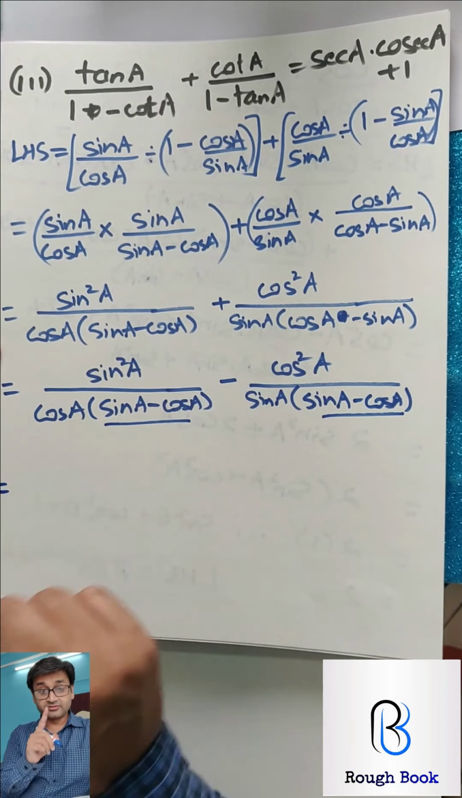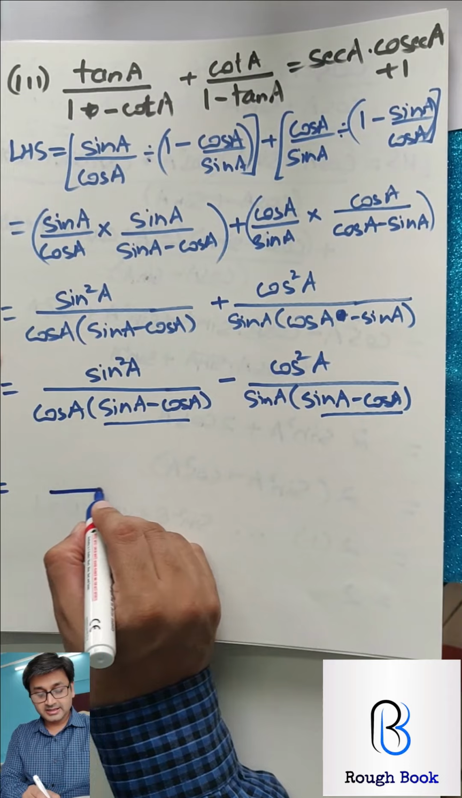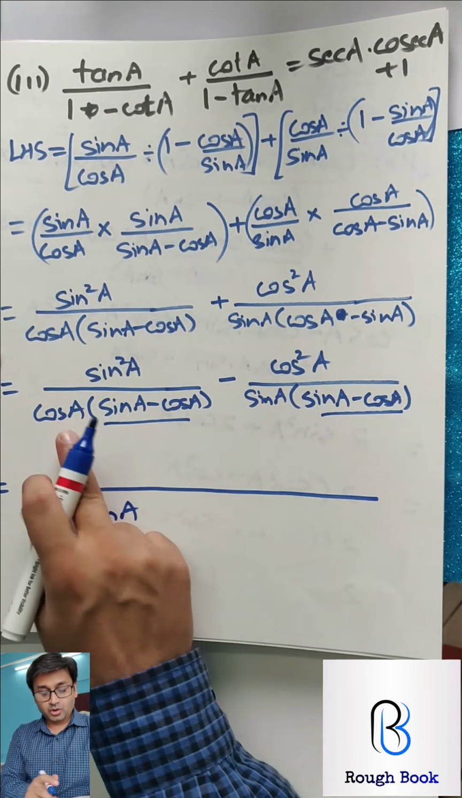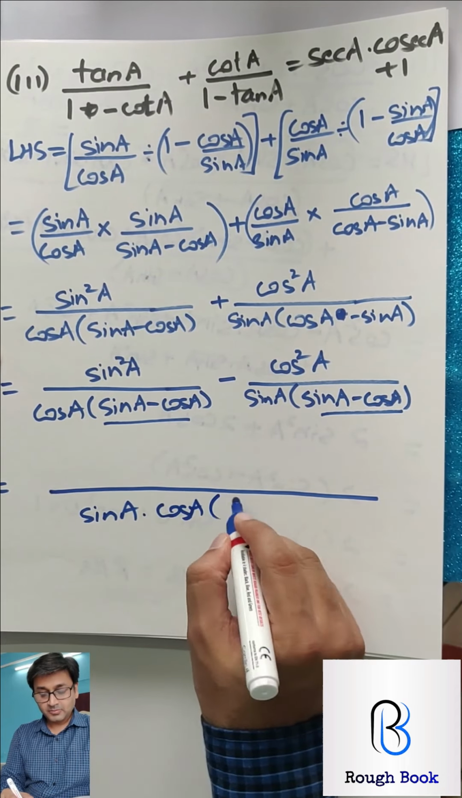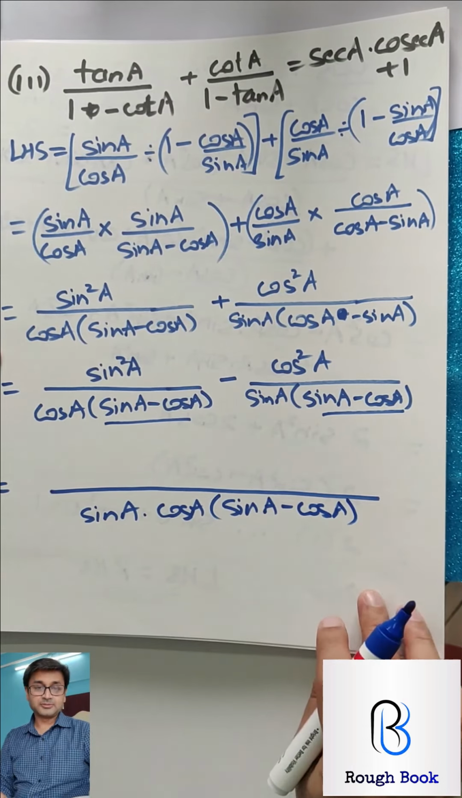Now look at this very carefully. What is going to be my LCM? My LCM is sin a into cos a into sin a minus cos a. That's my LCM.